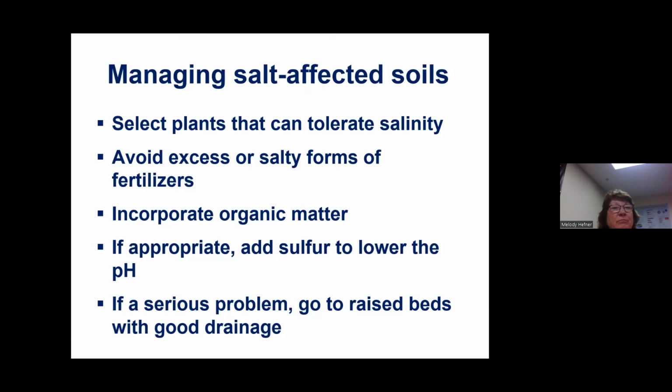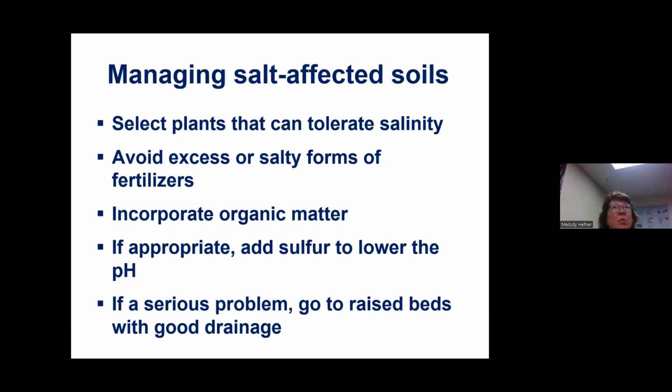You can try to select plants that tolerate salinity. Now, if you have a really, really salty soil, sometimes the plants that will tolerate that salinity aren't plants you really want to grow, like four-wing saltbush and other things like that. But there are lists of plants that you can find that can tolerate salty soils. You want to avoid excess or salty forms of fertilizer. You want to read on the fertilizer bag what the fertilizer is made from. And if anything says sodium something, you don't want to add that. You don't want to add more sodium to your soil.